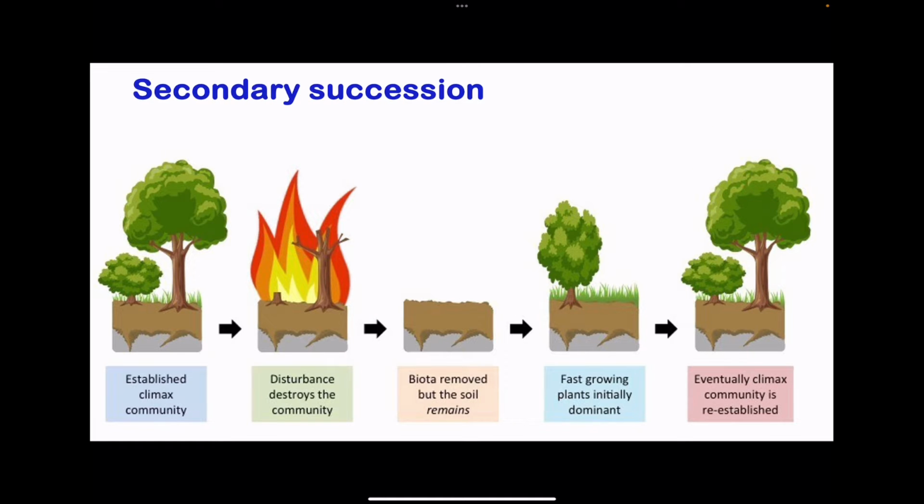Secondary succession occurs when there was initially a climax community that is going to be destabilized. For example, it could be a fire, it could be a volcanic eruption, or anything that changes or destroys organisms that were part of the climax community. Even with this great destruction, some seeds are still present and there is soil, so secondary succession is going to occur faster, and eventually a climax community is going to be re-established.